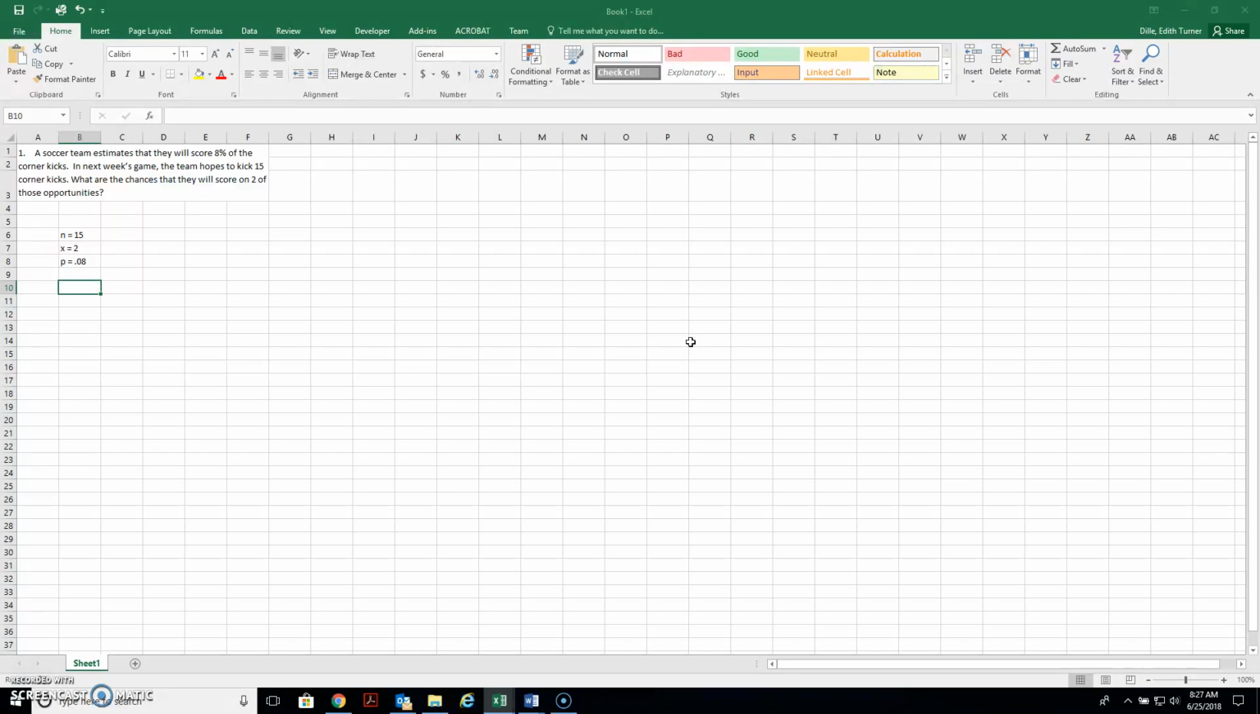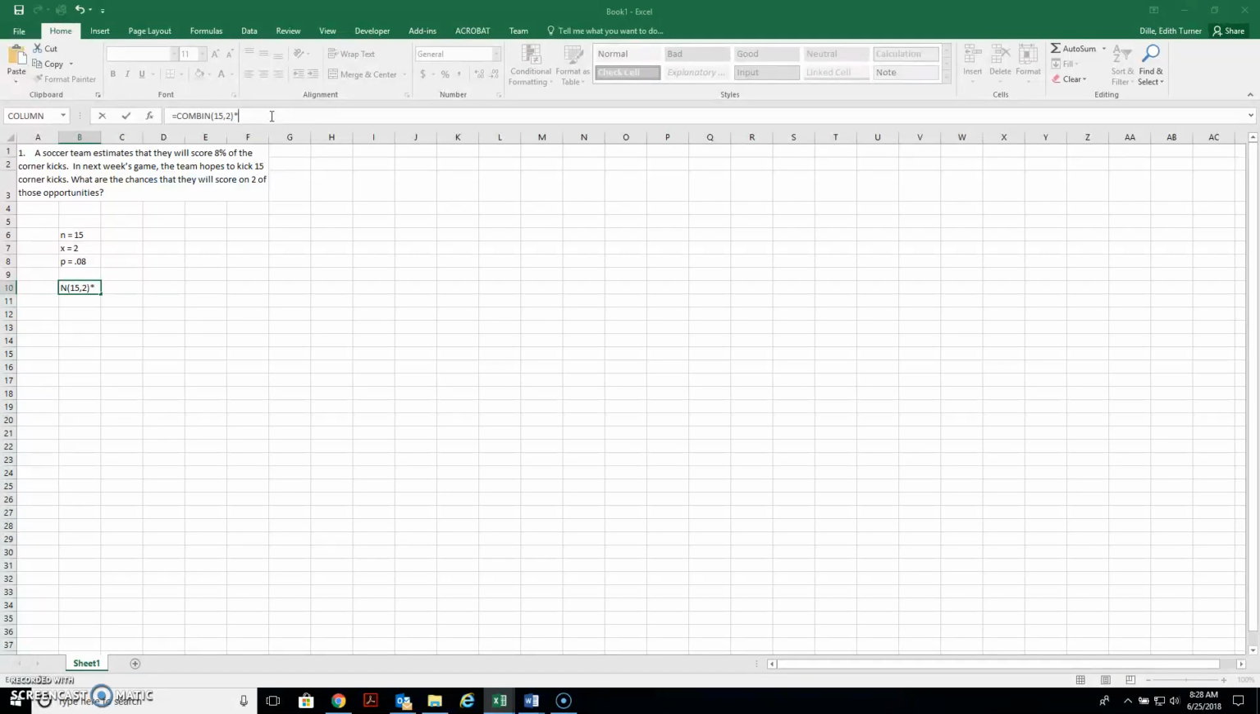So to calculate our binomial formula, we start with the equals, and we're going to do the combination. And the combination is 15 kicks, and we want to know 2 out of 15. So if we just stop there and we got the answer, it would be 105. That's the answer to our combination part of the problem. Now we're going to continue with the binomial problem.